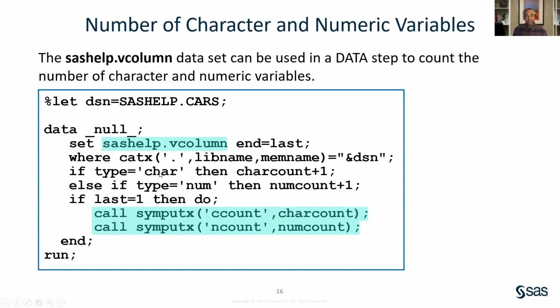If the type is character, then count plus 1. This is a sum statement. I'm accumulating count for the character variables. Else, if the type is num, then numeric count plus 1. So I'm accumulating a character variable count and a numeric variable count. If last, when I reach the last observation, do the following. I want to create two macro variables. One called ccount, which will have the count of the character variables, and then ncount, which will have the count of the numeric variables, so that I can put them in the title or use them elsewhere.